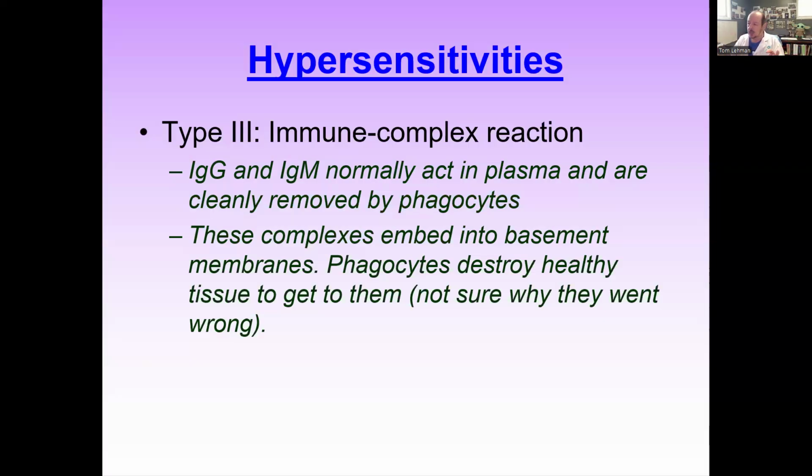And that's normal. For a reason we don't understand, in some instances, these IgG and IgM complexes with their non-self antigens will embed into basement membranes, for example, in joint capsules. And now phagocytes, being attracted to that complex, will have to chew through the healthy tissue. Rheumatoid arthritis is an example of this reaction, chewing through the joint capsule, damaging your joints, causing massive inflammation and swelling in the joints and tremendous pain to get to these complexes. Don't know why it happens, which makes it very difficult to try and treat.